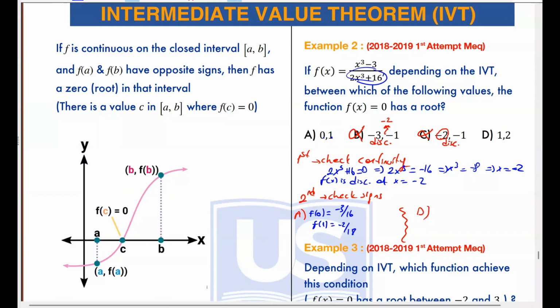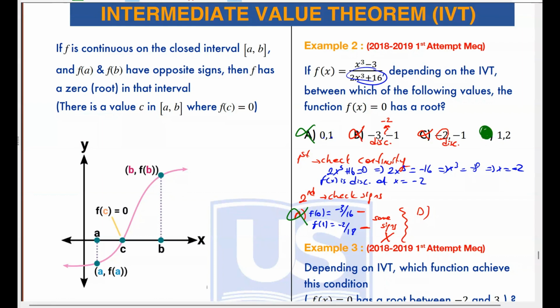So, when you check the results, f of 0 is negative while f of 1 is also negative. So they have the same signs. Same signs won't give us a root between them. So option A cannot be true. So our answer must be D.